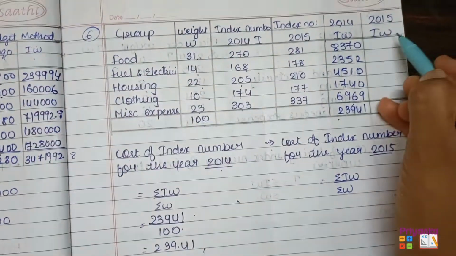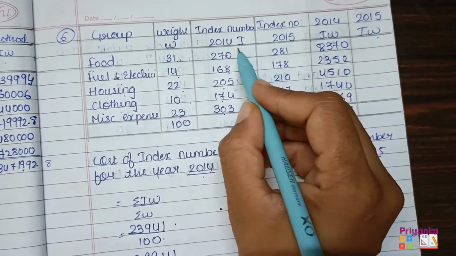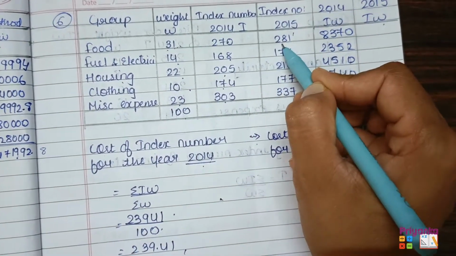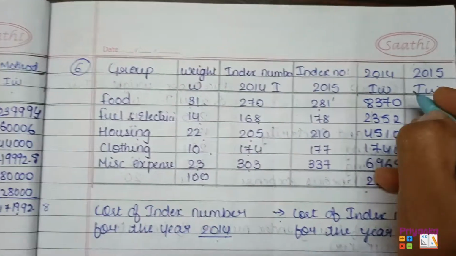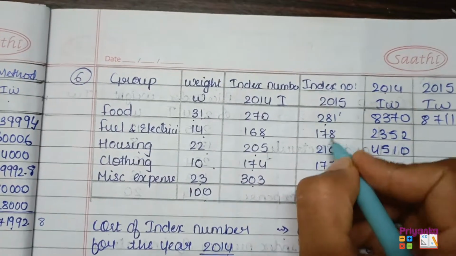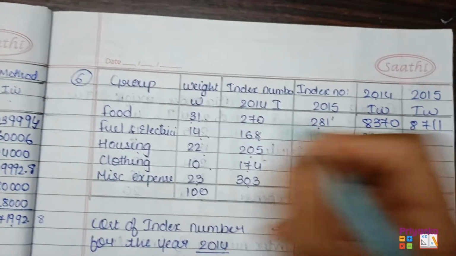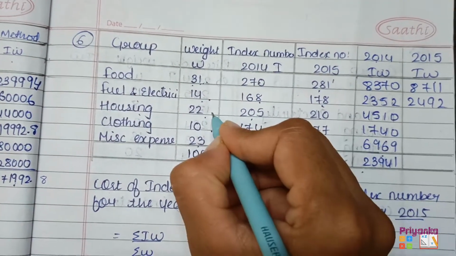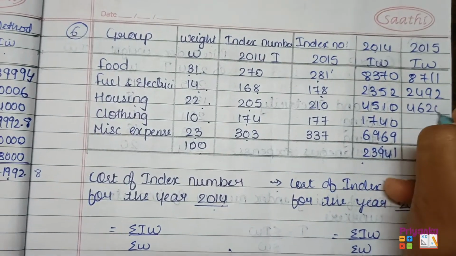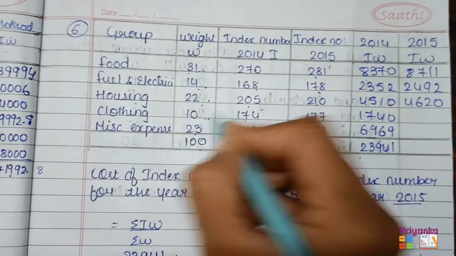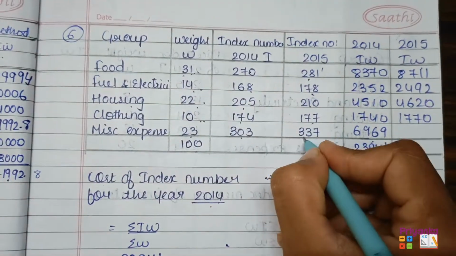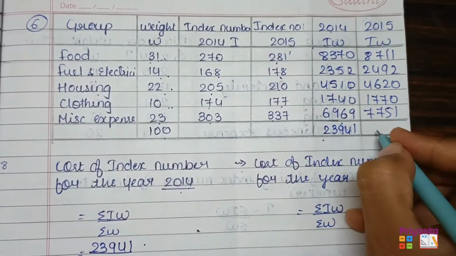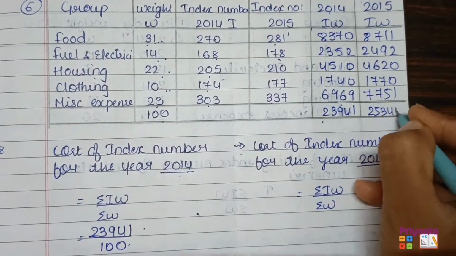Now let's find out for 2015. Here we'll multiply the index number of 2015 with the weight, that is 31 multiplied by 281, we get 8711. Next, 178 multiplied by 14, we get 2492. Next, 210 multiplied by 22, 4620. 177 multiplied by 10 will be 1770. 337 multiplied by 23, here we get 7751. The total will be 25344.